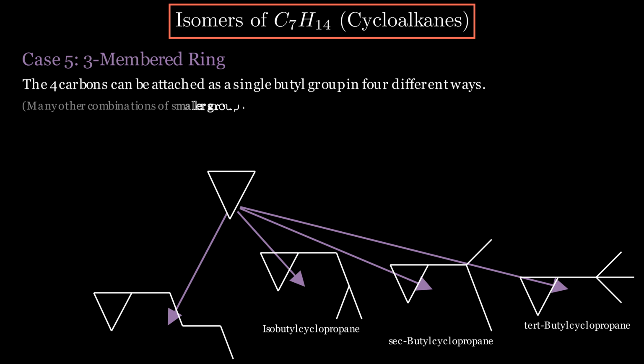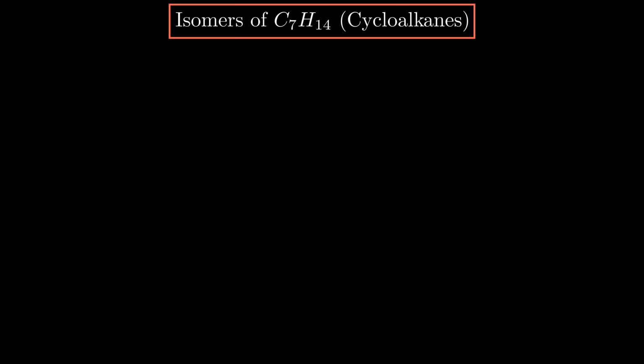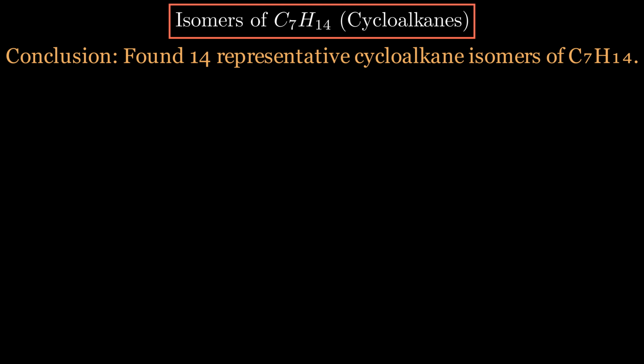Many other combinations of smaller groups also exist. We have found these 18 representative cycloalkane isomers by systematically reducing the ring size. Many more, including stereoisomers, also exist.